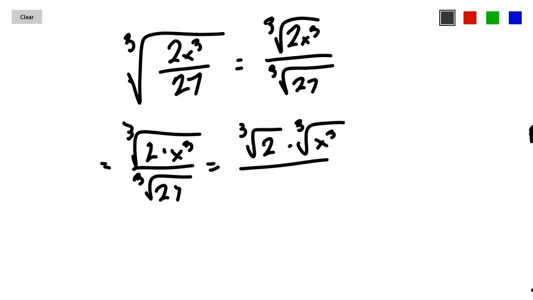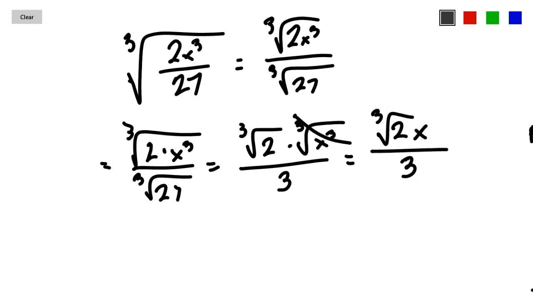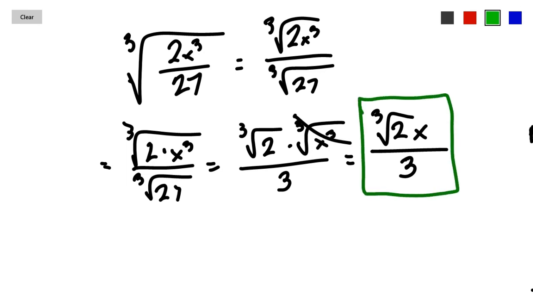And the cube root of 27 is just 3. And I can simplify the numerator once again, because the cube root of x cubed is just x. So I can rewrite this as the cube root of 2 times x divided by 3. And that's as simple as I can make it. So this is my answer.